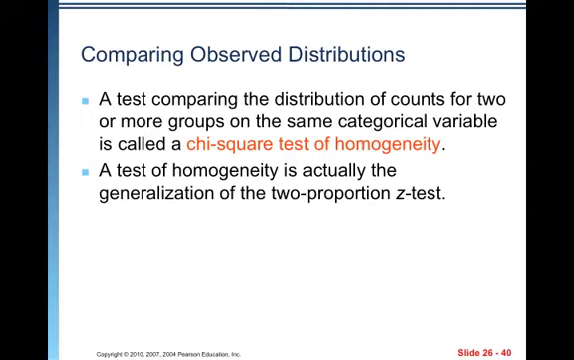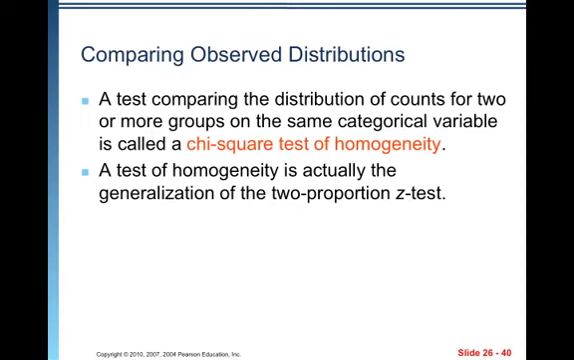A test comparing the distribution of counts for two or more groups on the same categorical variable is called a chi-square test for homogeneity. So it's not that you've got one group of individuals with categorical variables summarized in counts, and you want to see how well those counts fit some theoretical distribution. Now you've got two separate groups and one categorical variable, and you want to see if the distribution of that categorical variable is the same between the two groups.